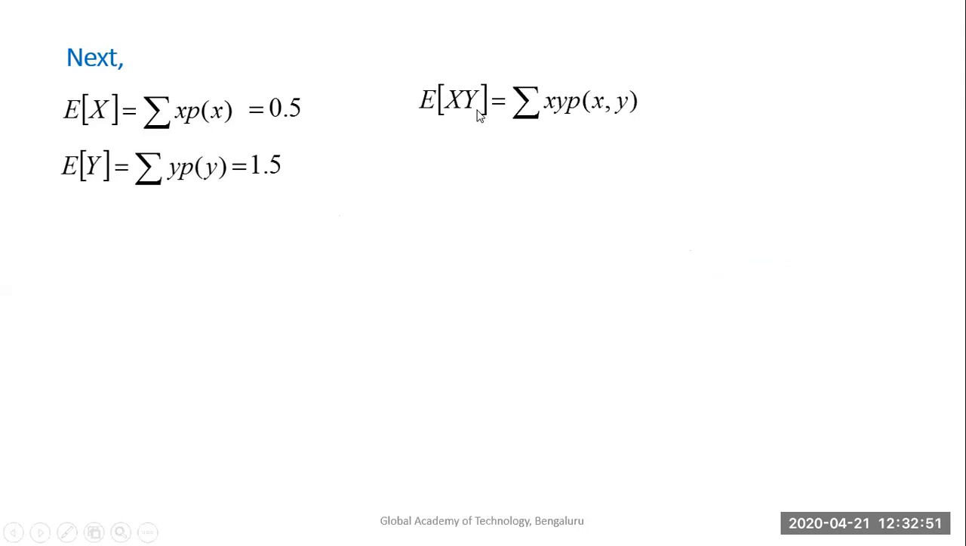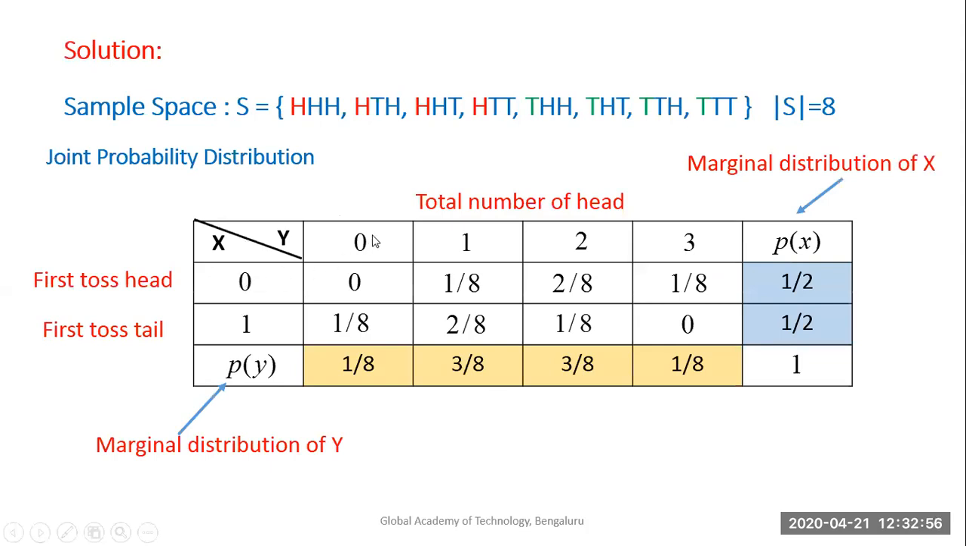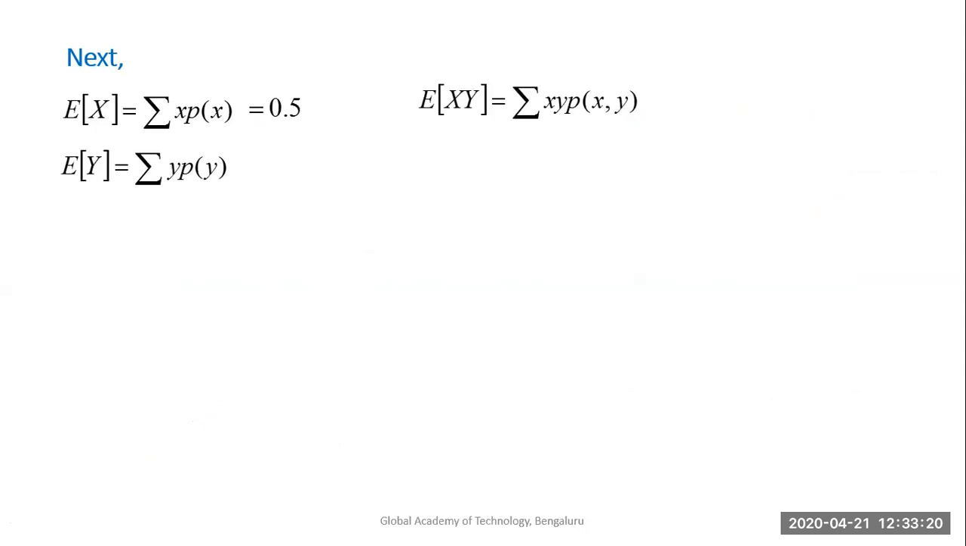So expectation of xy. Expectation of xy means x into y into the corresponding probability. It is 0 into 0 into 0 plus 0 into 1 into 1 by 8 plus 0 into 2 into 2 by 8 and so on, plus 1 into 0 into 1 by 8, 1 into 1 into 2 by 8, plus 1 into 2 into 1 by 8 and so on. So we get expectation of xy as 0.5.